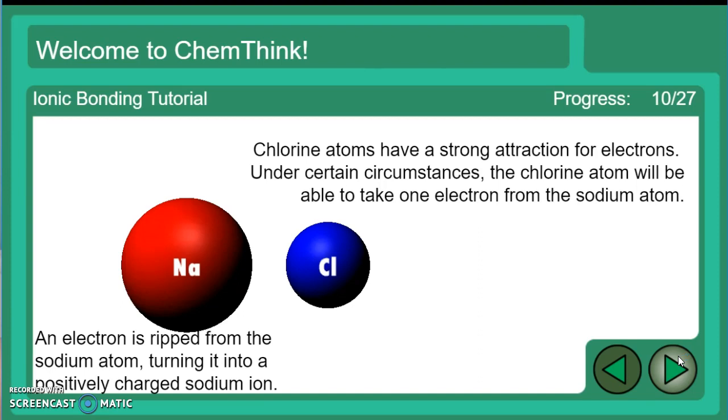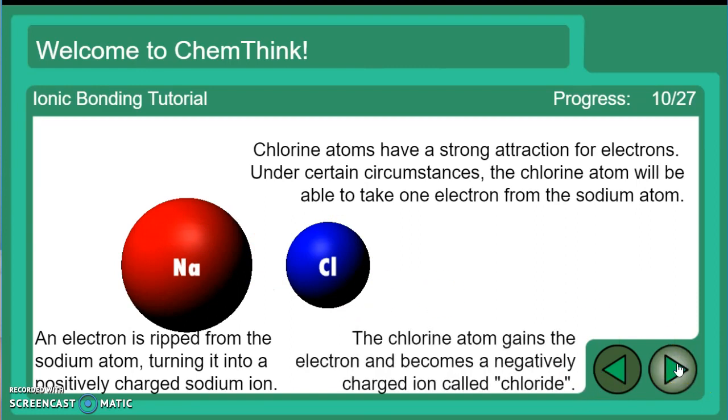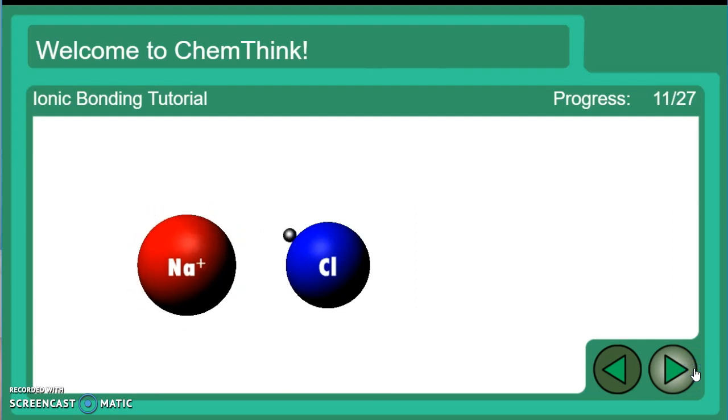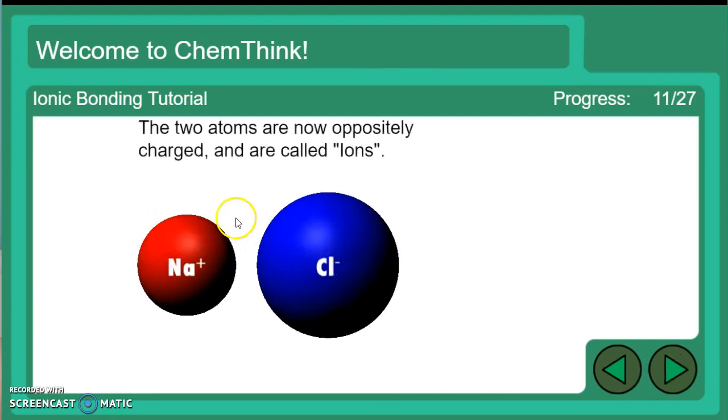The whole point of bonding is to get that full outer shell. So an electron gets ripped from the sodium atom, turning it into a positive ion. The chlorine becomes a negatively charged ion, and it's called chloride. That electron gets transferred, and this is what happened.